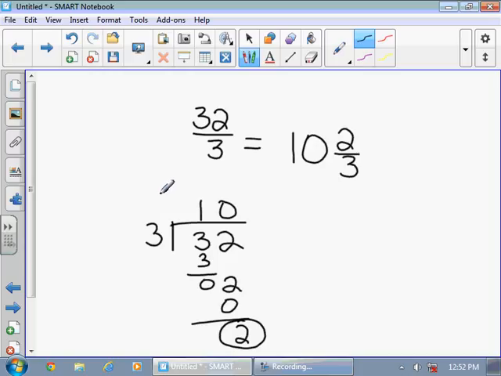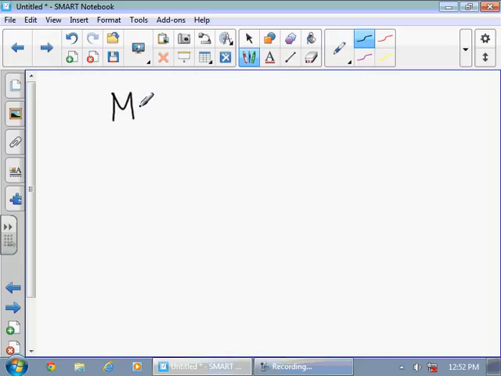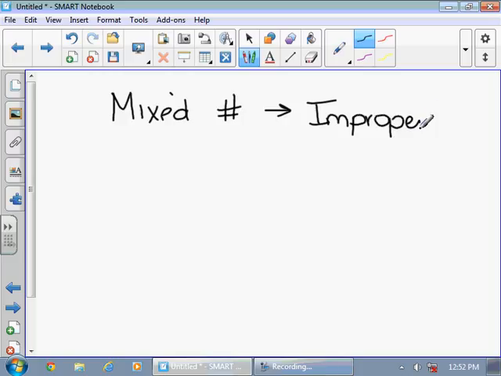Okay? Any questions on changing an improper to a mixed? That's what we just did. We changed an improper fraction to a mixed number. Now we're going to go backwards. Now I'm going to give you a mixed number, and you're going to change it to improper. Okay? Here's your steps on it.